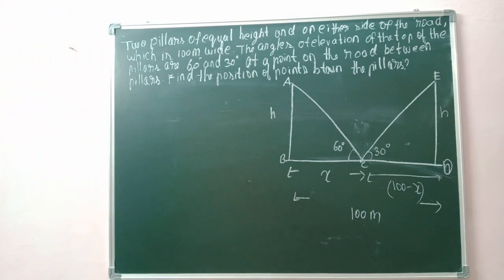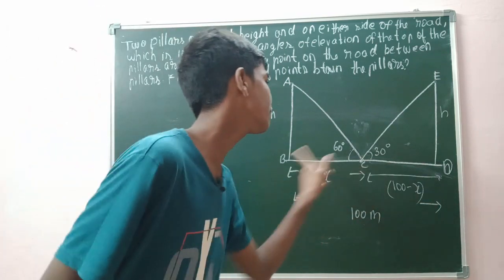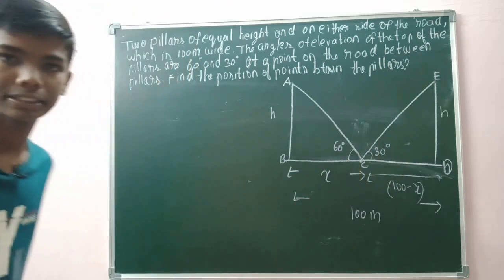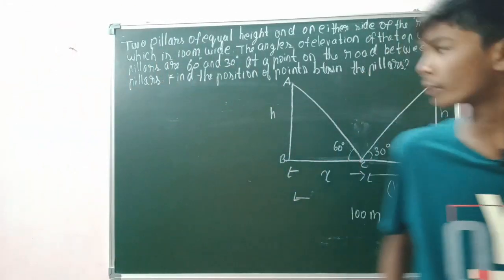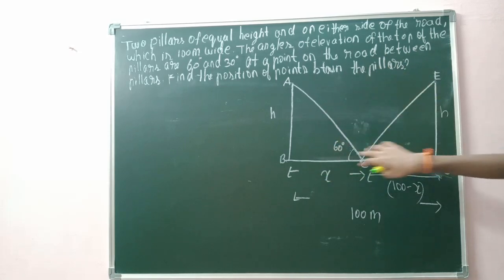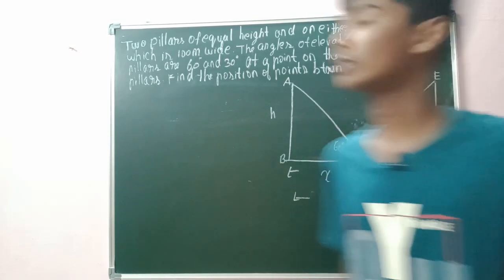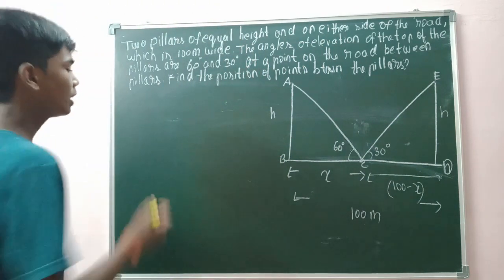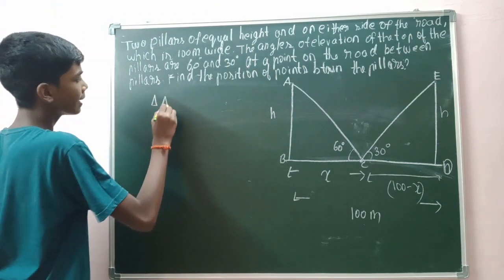Now let us solve it. If the total distance between the two pillars is 100 meters, and one part is x, then of course the other will be 100 minus x. Okay. So now let me solve the question. They are asking for the position of the point between the pillars. So how to solve this question is, let me consider this triangle. It is triangle ABC.